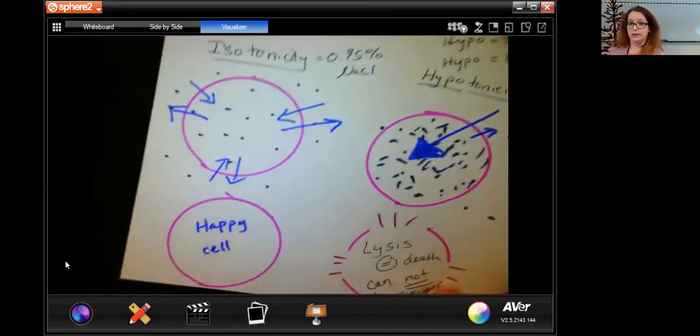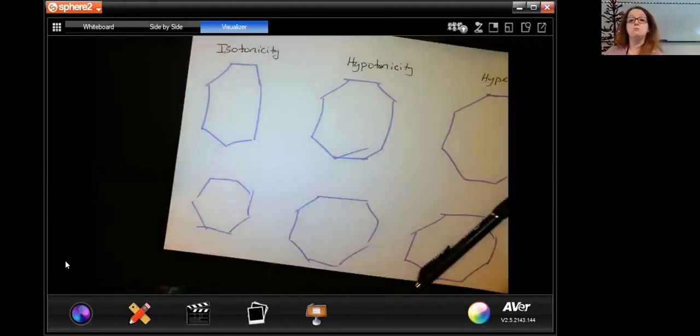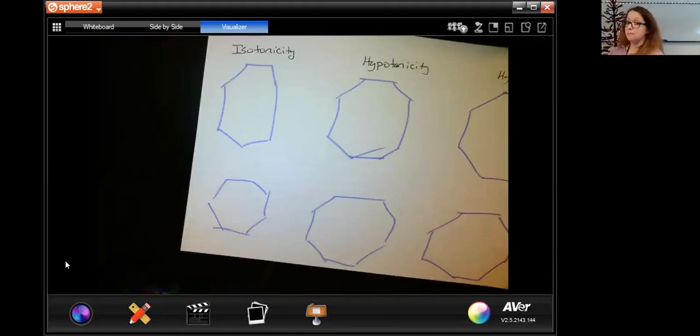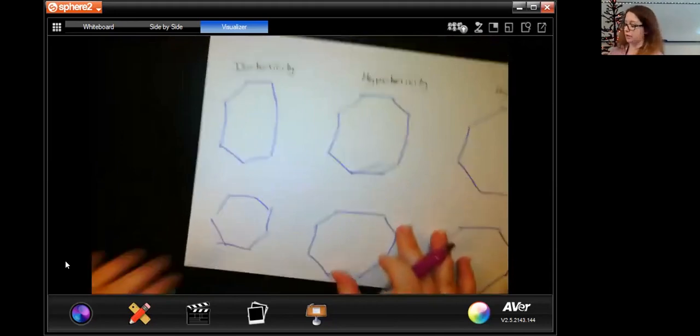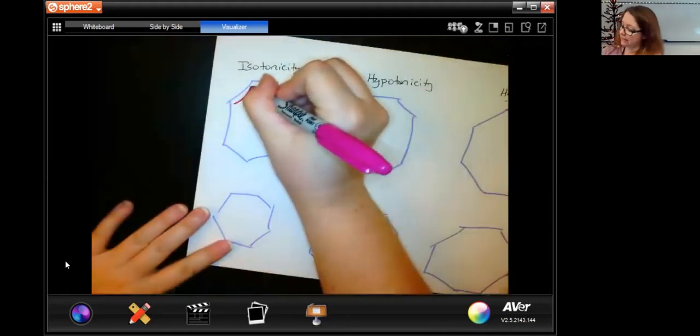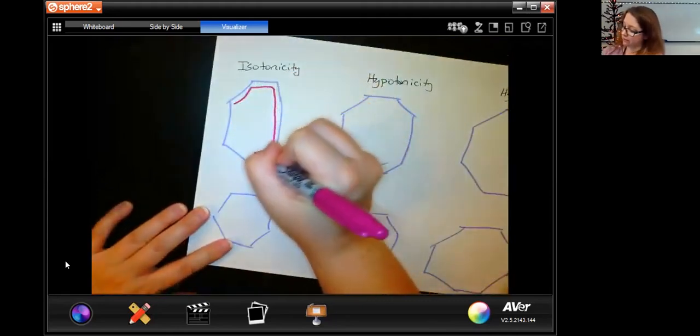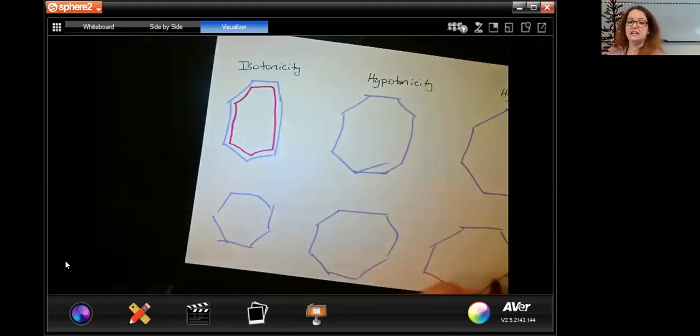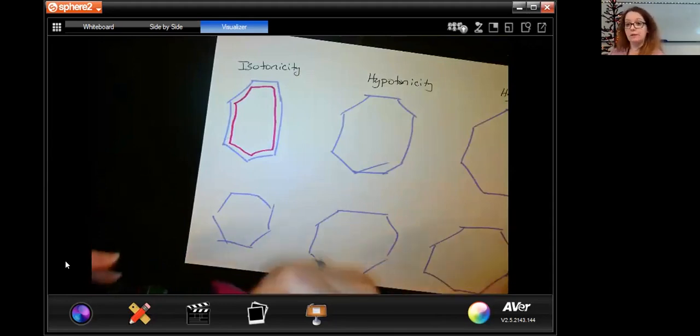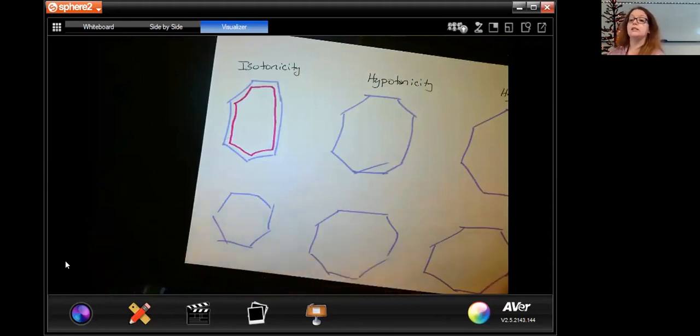In isotonicity, animal cells are happy, even, equal. We like isotonicity. Plant cells are okay-ish, because the cell membrane does change size, and so it's just slightly off. Let's just say that this is a hexagon. It's just slightly off. It doesn't fill the cell completely. So the cell is not experiencing turgidity. It can collapse a little bit because the cell membrane is not pushing against the cell wall.